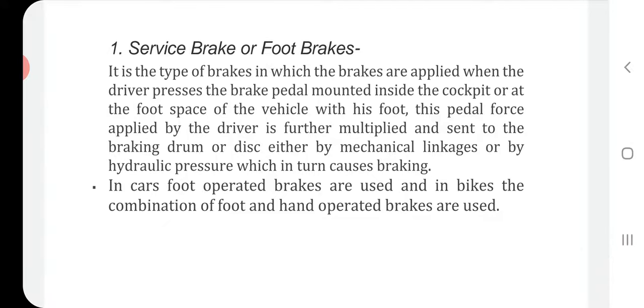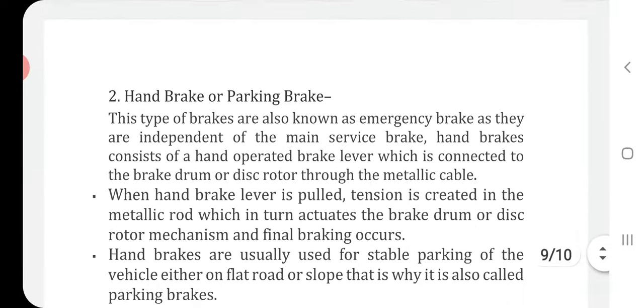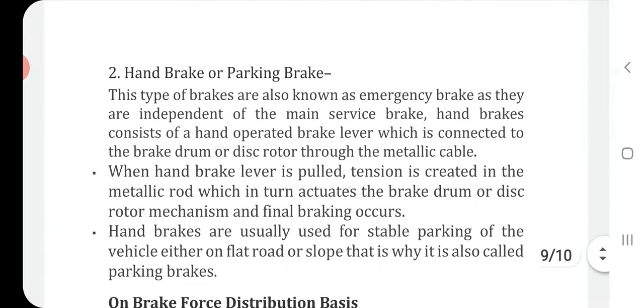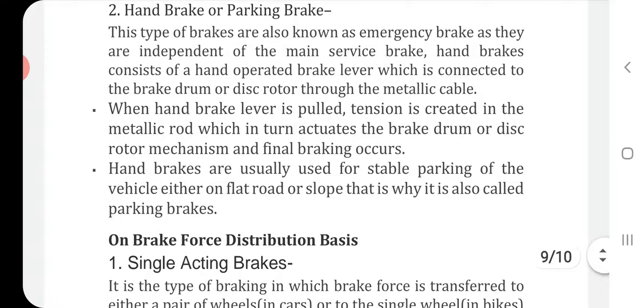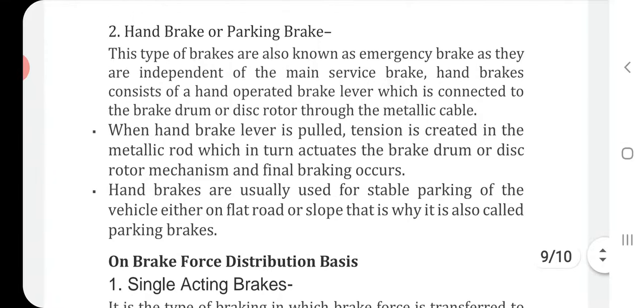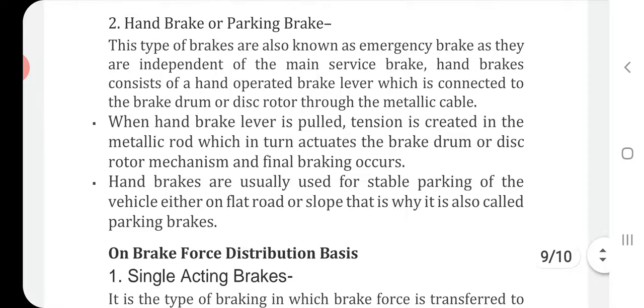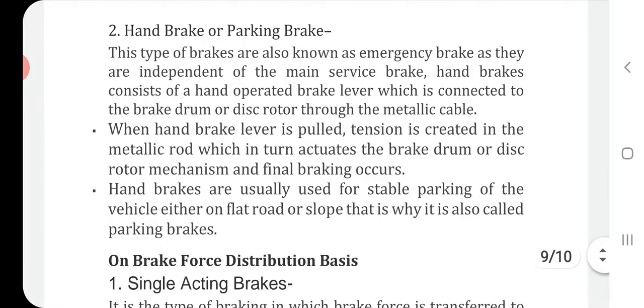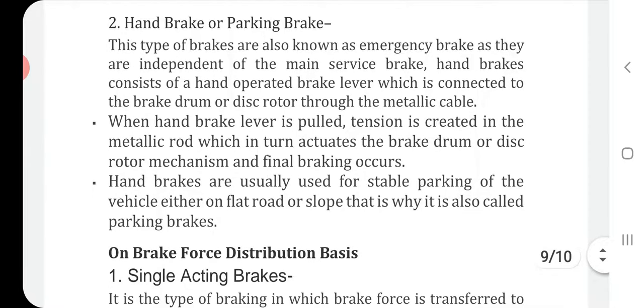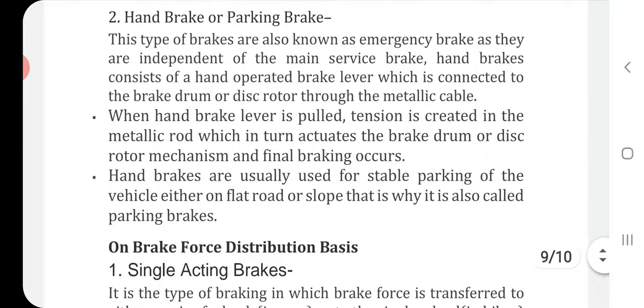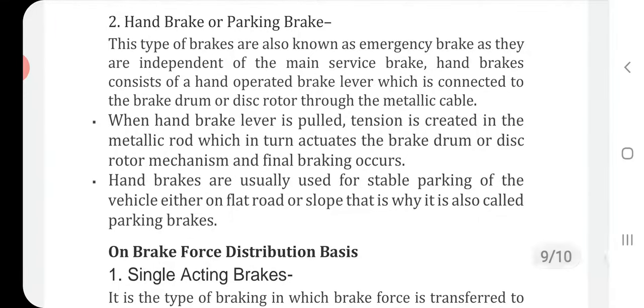So it means, if you are applying the brake using the foot, then it is the service brake or the foot brake. The second one is the hand brake or the parking brake. In most cars you will find a hand brake, which we also call the parking brake. These are not that effective in stopping a vehicle. It can only help in parking a vehicle. Suppose you are driving a car and you use your parking brake, it's not that effective, and I will not recommend you to try it.